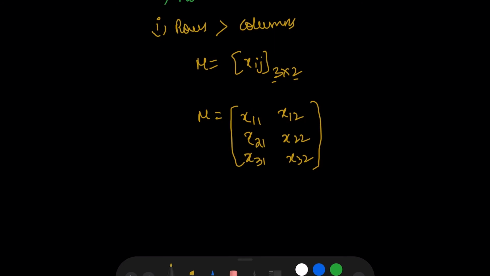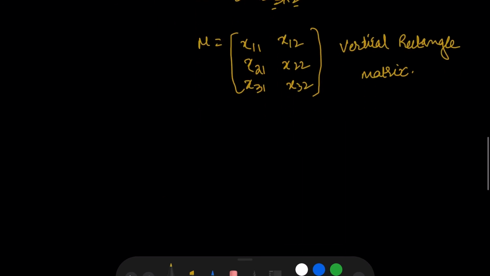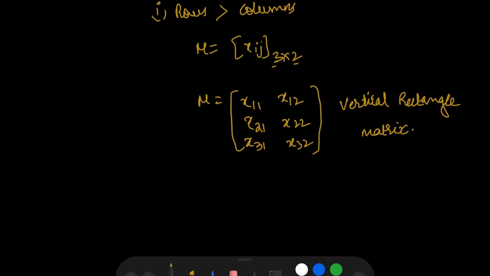If you observe here, for all those matrices where the number of rows is greater than the number of columns, it always forms a vertical rectangular matrix. Whenever the number of columns is greater than the number of rows, it forms a horizontal rectangle. But if the number of rows is greater than the number of columns, we form a vertical rectangular matrix.